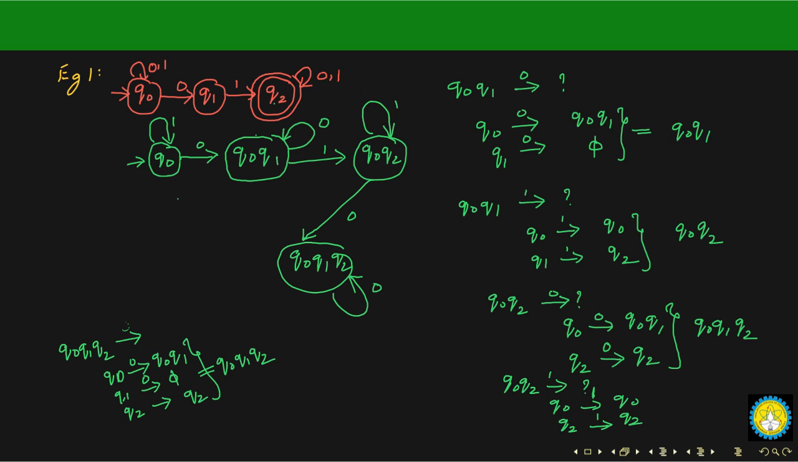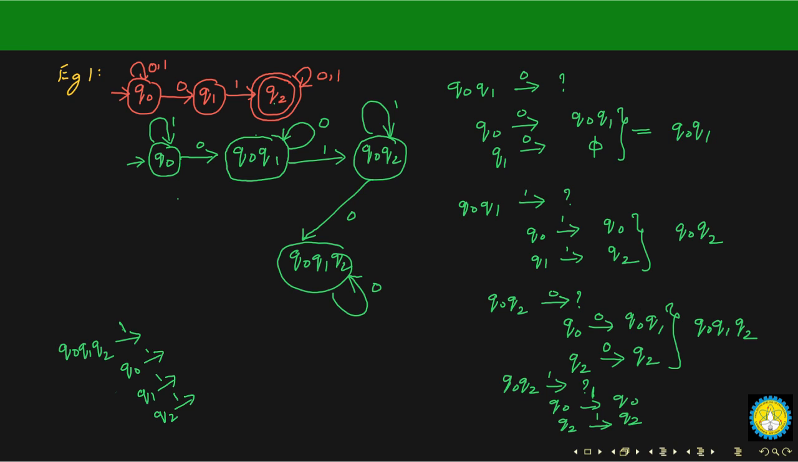Now we want to find {Q0, Q1, Q2}'s transition on 1. Let me erase this again because I don't have space here. So I had to write {Q0, Q1, Q2}'s transition on 1. What I'm going to do is Q0 on 1, Q1 on 1, and Q2 on 1.